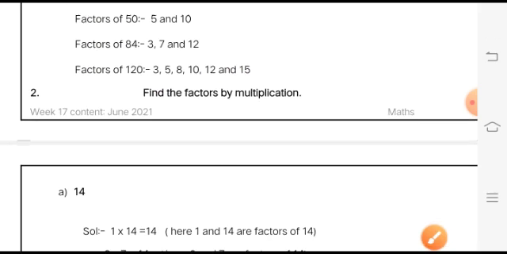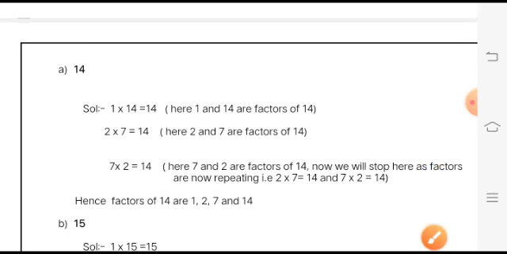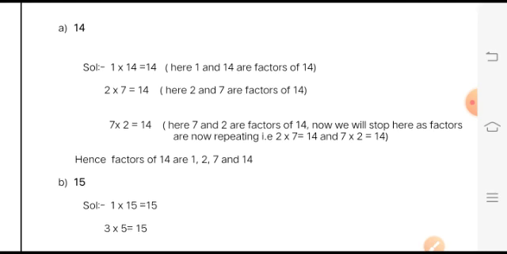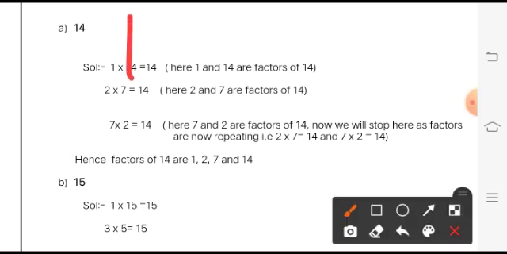Then next question is find the factors by multiplication. Here we have to make use of multiplication to find the factors. How is it done? It is done one by one. The number is being checked: in which table does it exist? We know that every number exists in the table of 1. So 1 into 14 is 14 and both 1 and 14 are its factors.